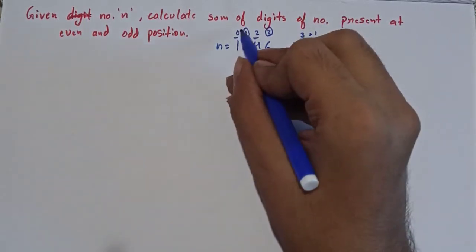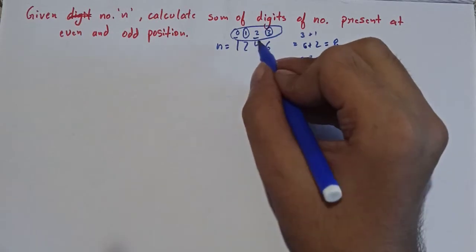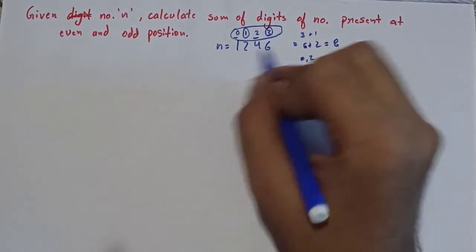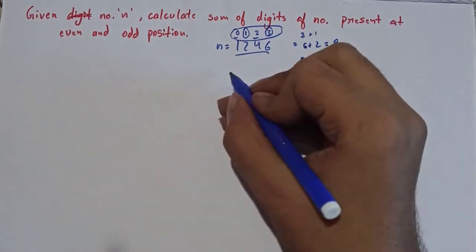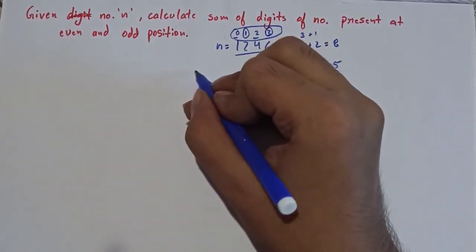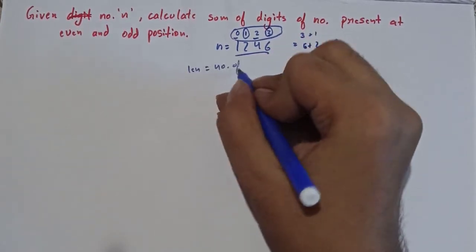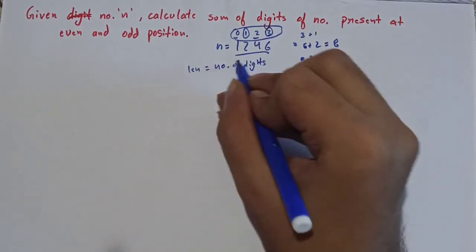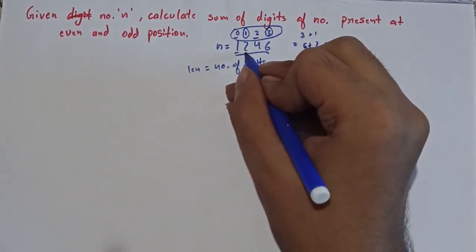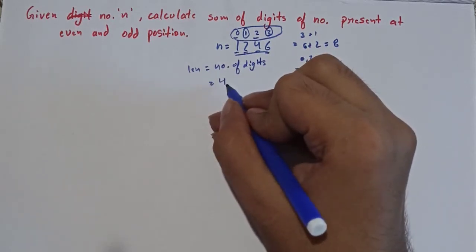So in order to get this positional value, what is something that we can do? We can work with the length of this number. How do we calculate the length of this number? We calculate this length as the number of digits. How do we count this? We count it by counting the number of digits. 1, 2, 3, 4. So there are 4 digits here.